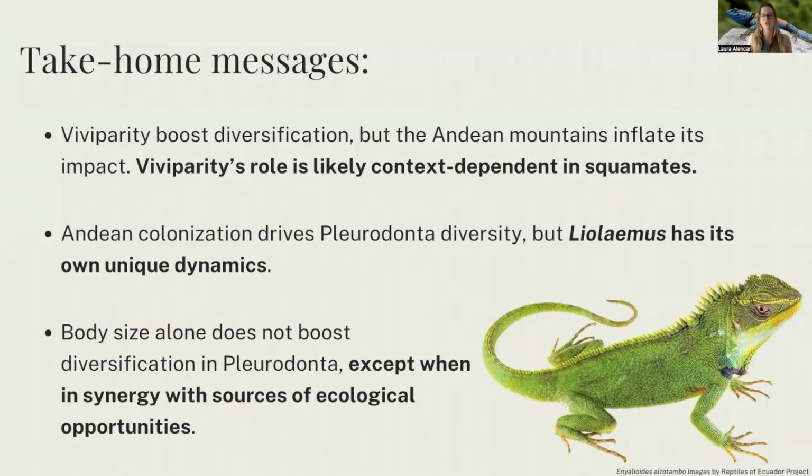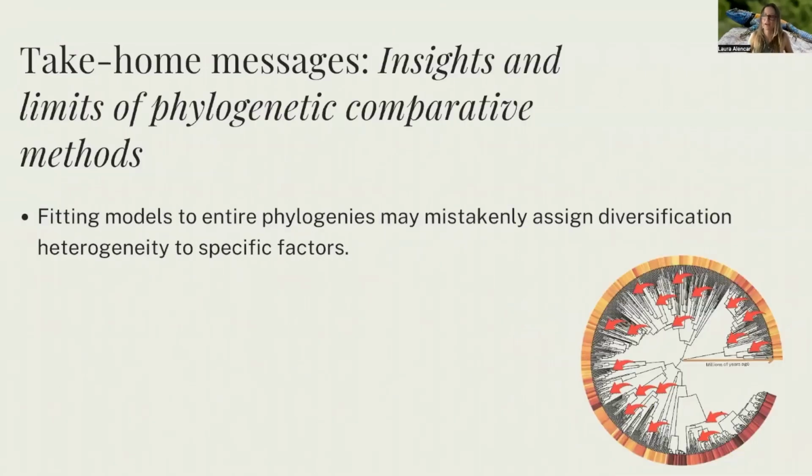Importantly, while some sorts of ecological opportunities are sufficient on their own to boost diversification, others, such as, for example, body size, must act in concert with additional factors to achieve a similar effect. And specifically addressing the topic of this symposium, we highlight that while phylogenetic comparative methods offer valuable insights, they may also be influenced by the complex interaction of factors underlying rate heterogeneity, which potentially leads to false positives and false negatives, as illustrated here.